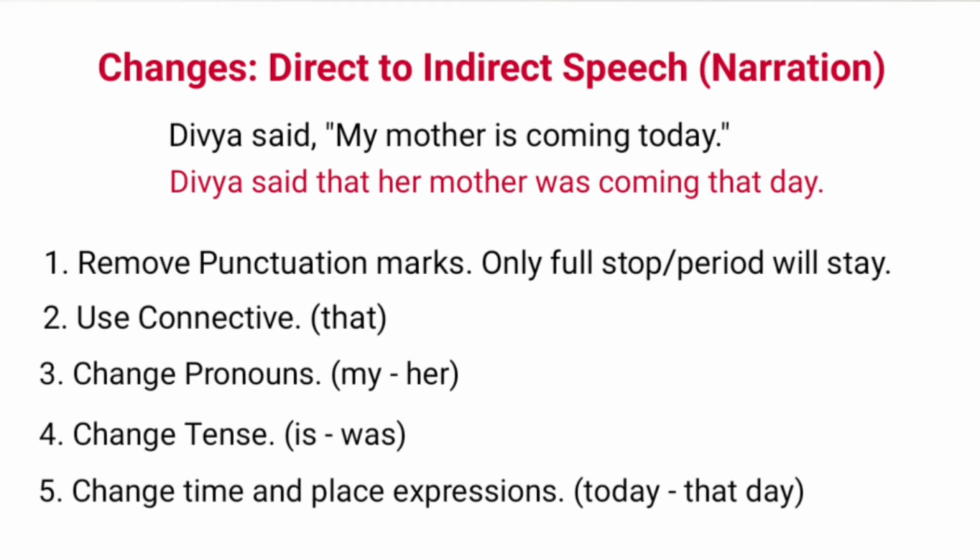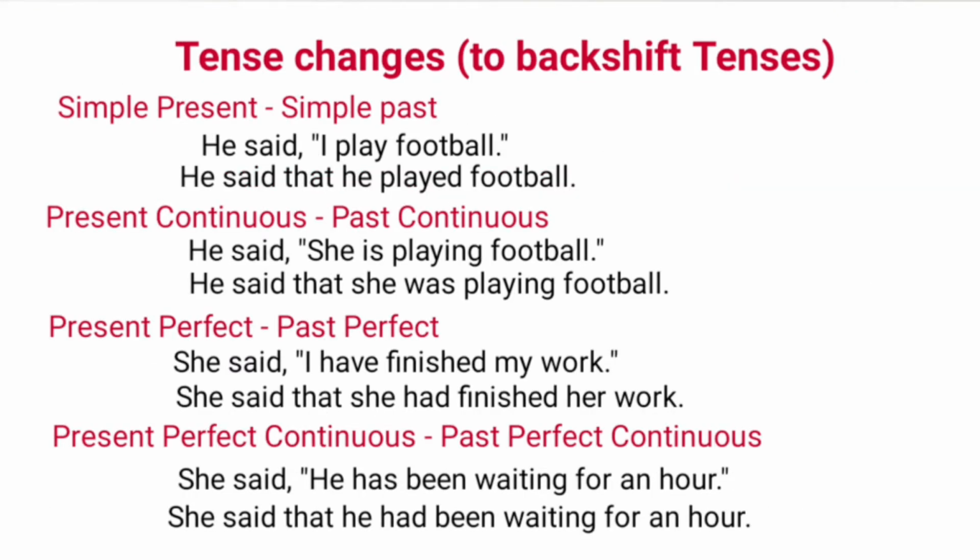Number 4, change tense. Is changed into was here. Number 5, change time and place expressions. Here, today is changed into that day. Now, we'll study these steps one by one in detail. First of all, we'll take tense changes. This is also called backshift of tenses. You can understand these tense changes easily with the help of examples.